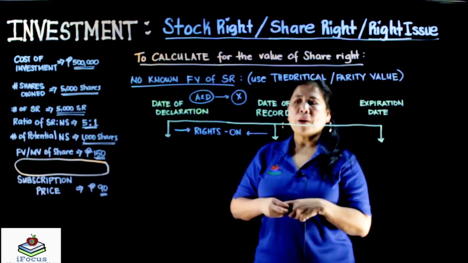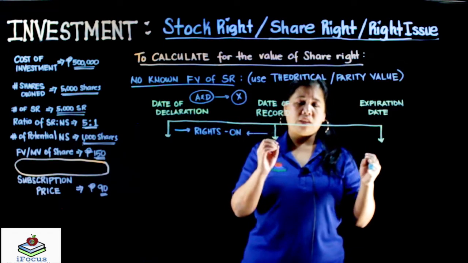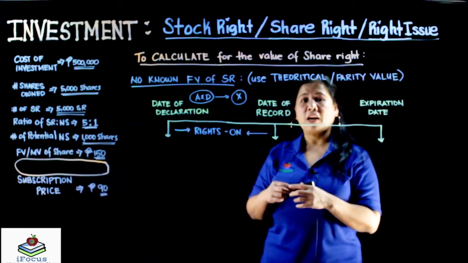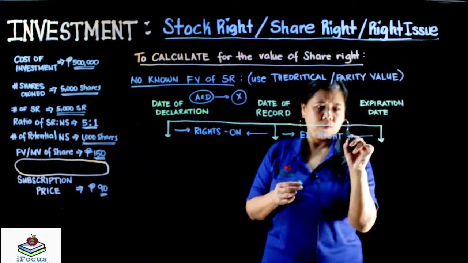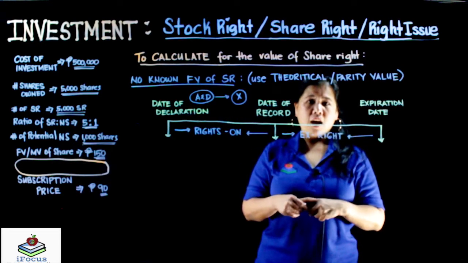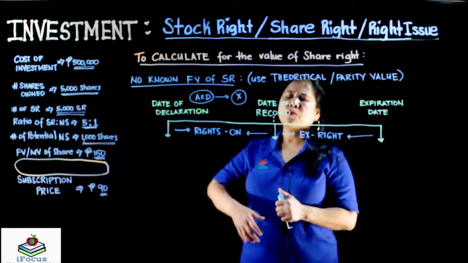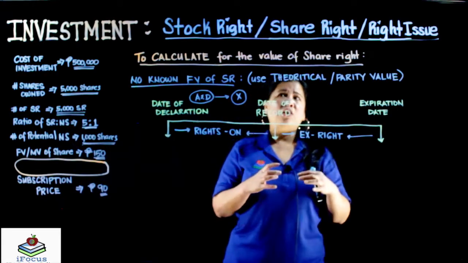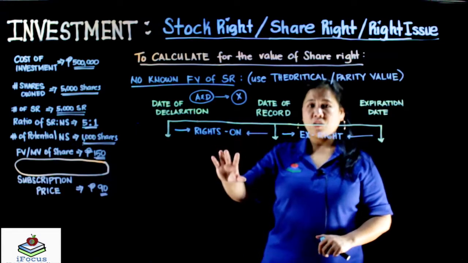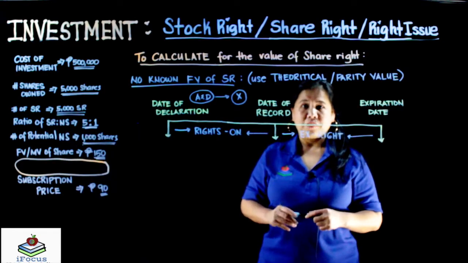Kapag ibinenta naman ni A&D in between these dates, the date of record and the expiration date, this is what you call X right. In between these dates, si A&D pwede na niyang ibenta separately ang share warrants at saka yung shares niya. Now, so paano nga ba natin nakakalculate ang value ng share rights na yan kapag rights on or kapag ito ay X right? Ito po yung ating formula.